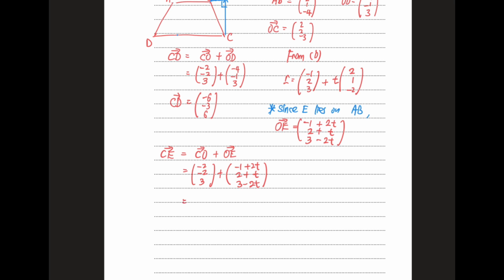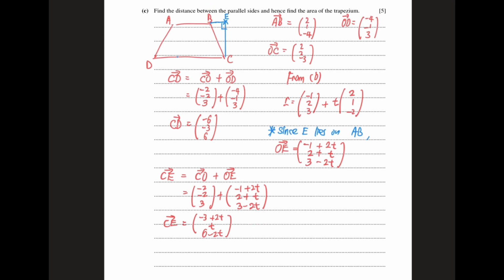Okay, then I simplify. I get minus 3 plus 2t. Minus 2 plus 2 gone. T remains. 3 plus 3, 6 minus 2t. Okay, I get my CE now.